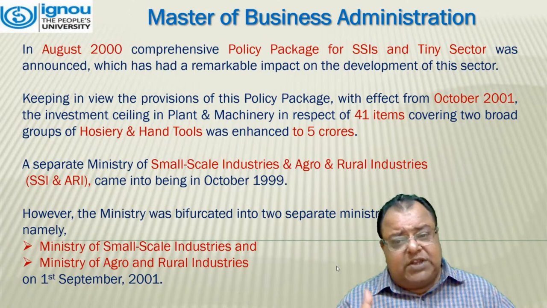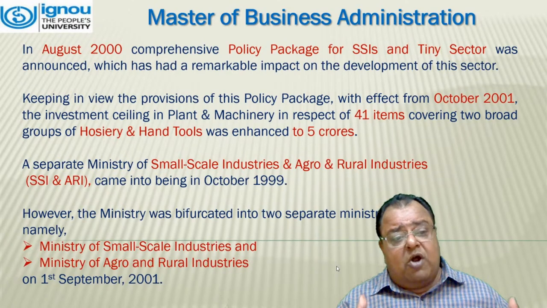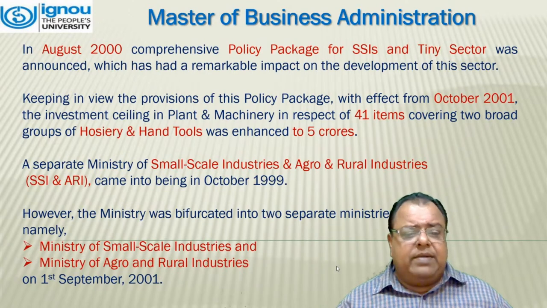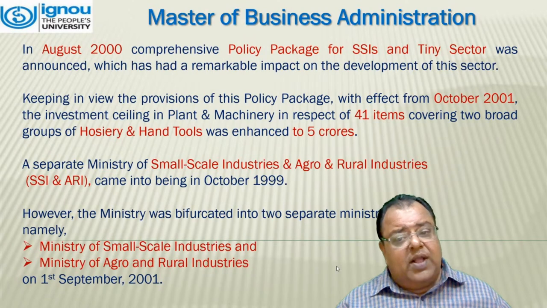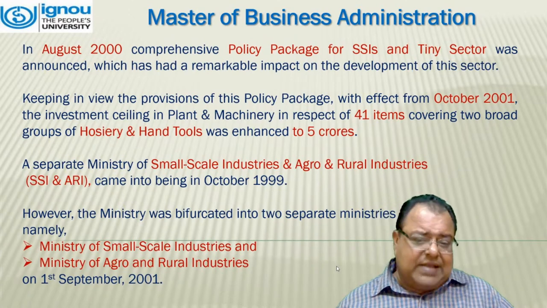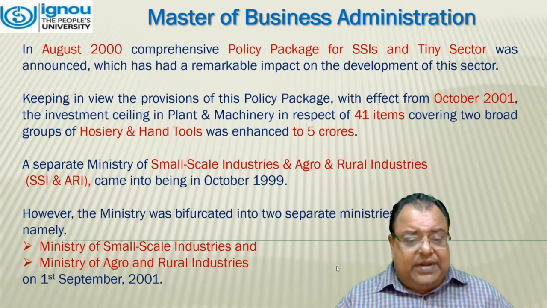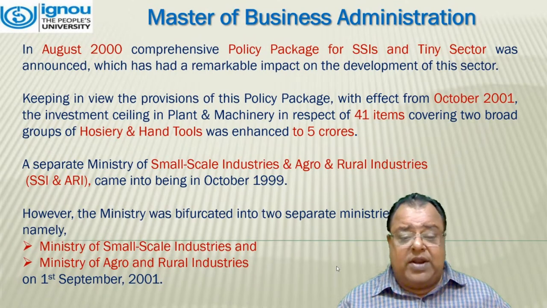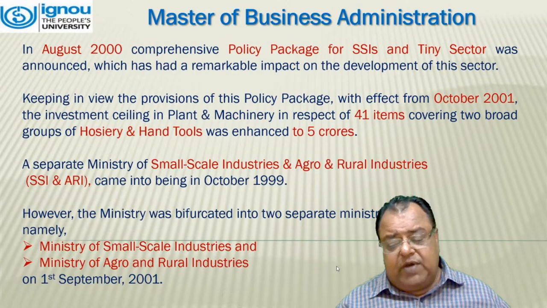Keeping in view the provisions of this policy, with effect from October 2001, the investment ceiling in plant and machinery in respect of 41 items covering two broad groups of hosiery and hand tools was enhanced to 5 crores. A separate Ministry of Small Scale Industries and Agro and Rural Industries came into being in October 1999. With the passage of time, that ministry was bifurcated into two separate ministries, namely the Ministry of Small Scale Industries and the Ministry of Agro and Rural Industries. That was in 2001.